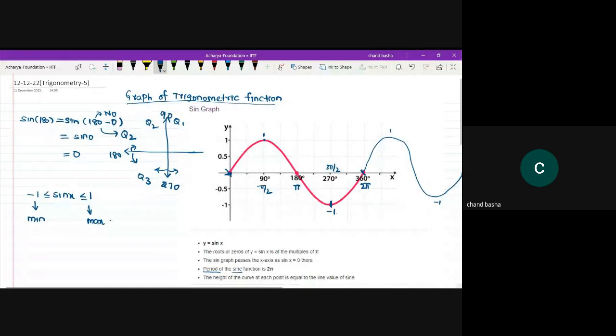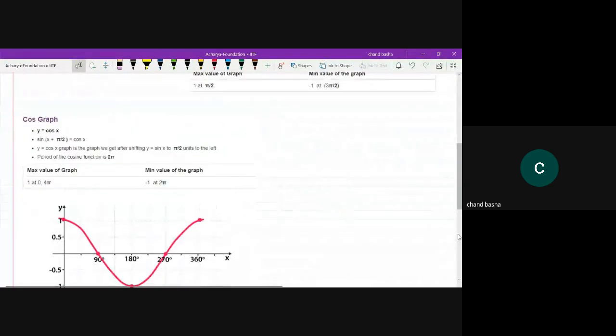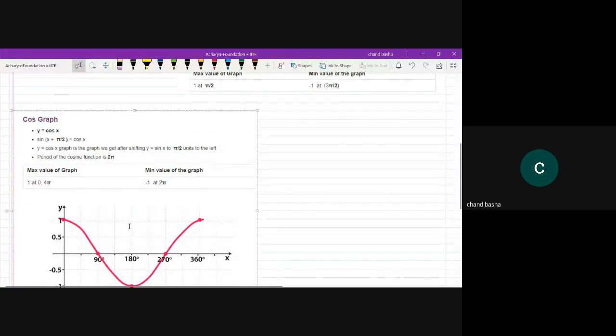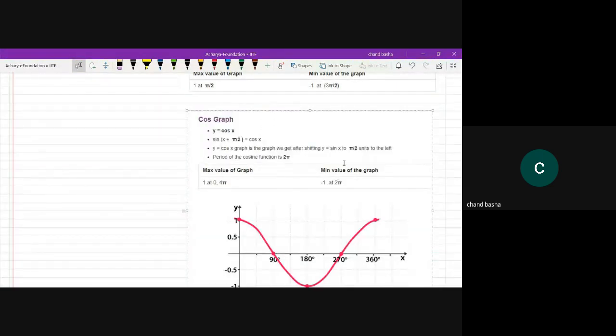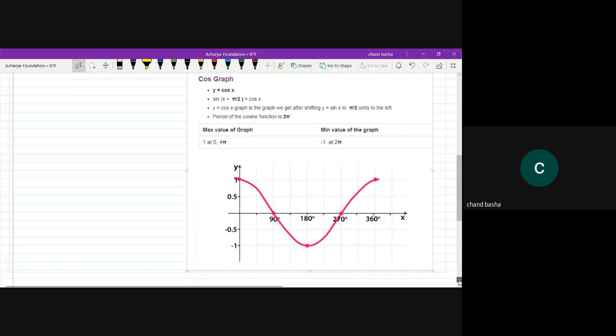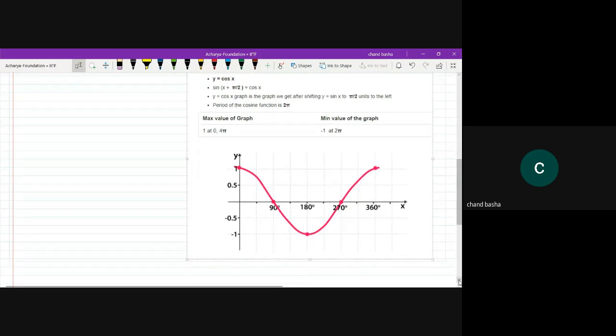Hope you can understand the next graph by discussion of the cos. That is a cos function. Y equals cos x I have given to you. The cos graph is also the same as what we discussed in the previous class. Sine of 90 plus theta is cos theta, or sine of 90 minus theta is also cos theta. That's not necessary for us. Let's see how it works.